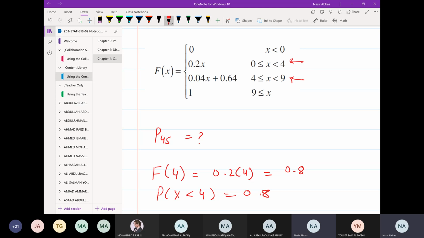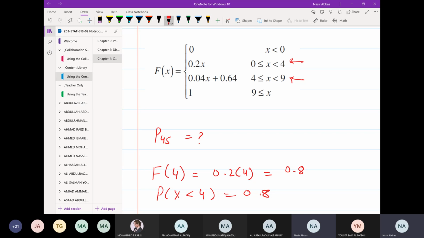Try to recall the concept of continuity from Math 101. We're talking about continuous functions, so there should not be a discontinuity. At 4, you put it in the first one or second one, you should get the same thing. The functions should join. I don't want to go into the complicated discussion, but this is how you deal with the split domain. And this was all about continuous random variables, whether you have a single domain or a split domain. This is where I will stop now.